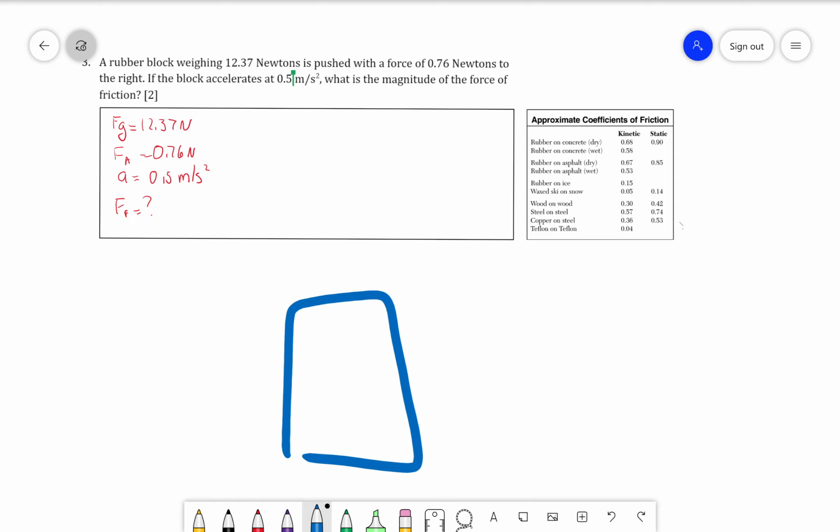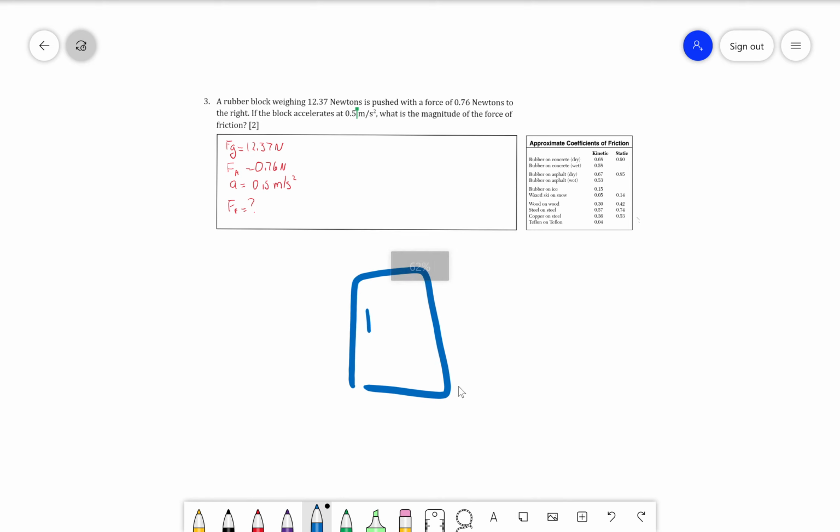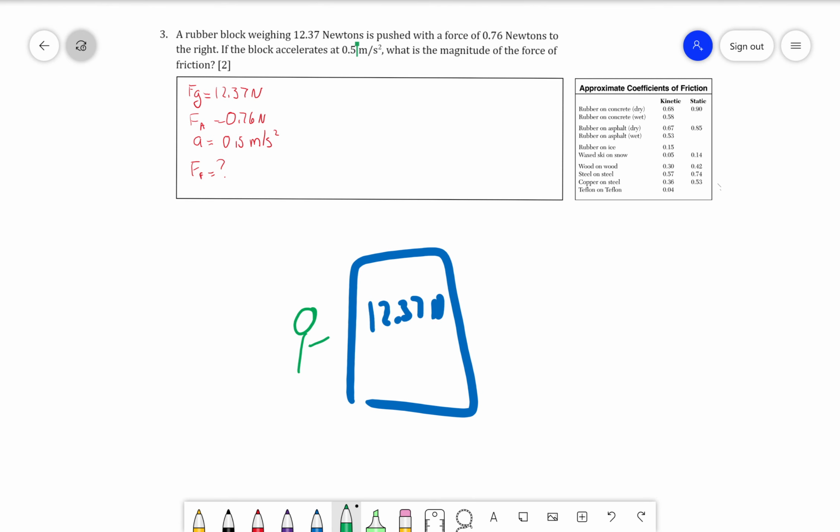So we have a block, and we're saying that it has a weight of 12.37 newtons. This person comes along, doesn't matter, maybe it's me, and I'm pushing this block with a force of 0.76 newtons. And that causes this thing to accelerate at 0.5 meters per second squared. So now that I'm accelerating this block, we have to find out what the force acting against me accelerating it is. We have to find out what this frictional force acting against my pushing is.